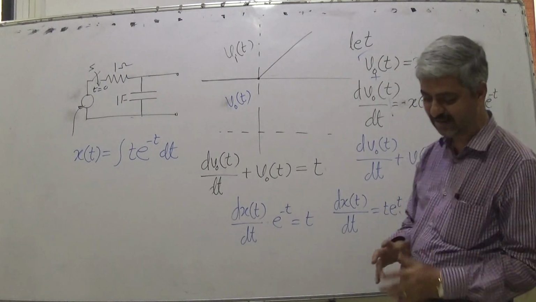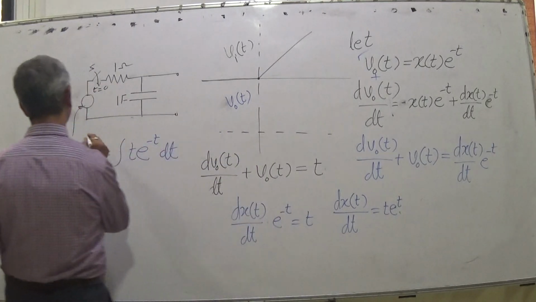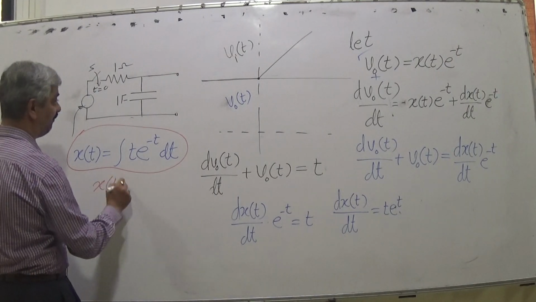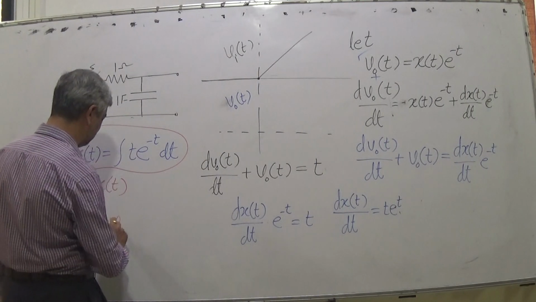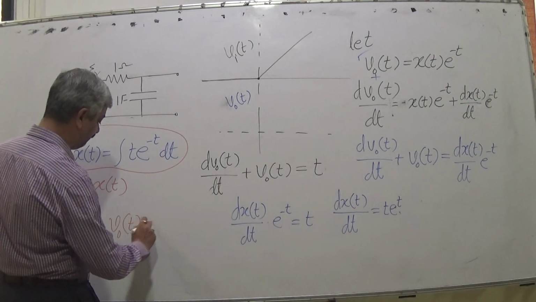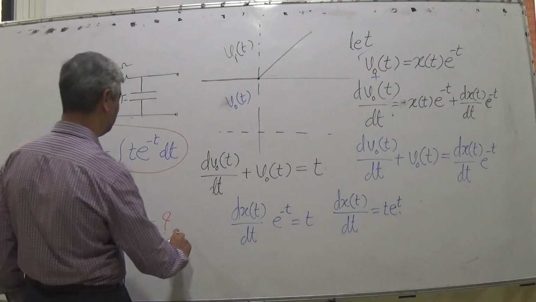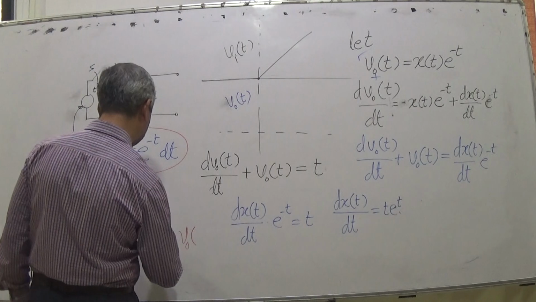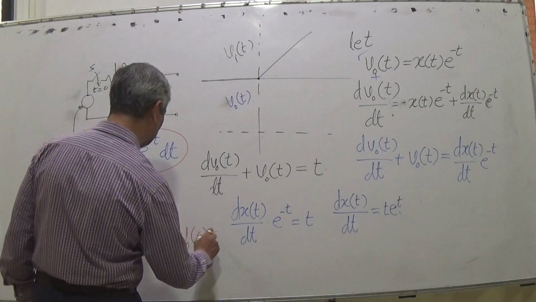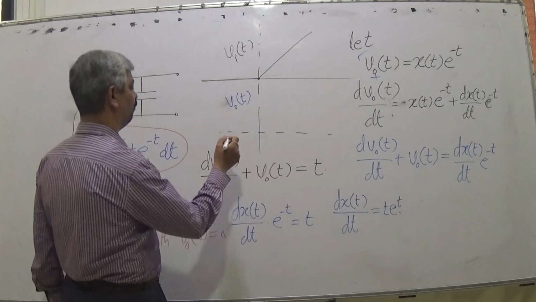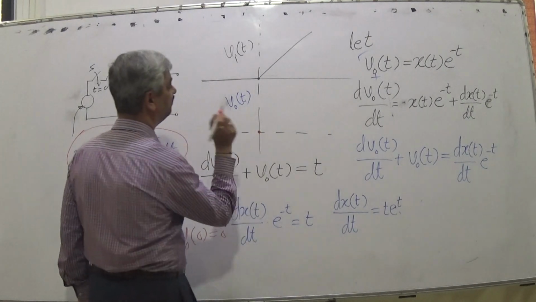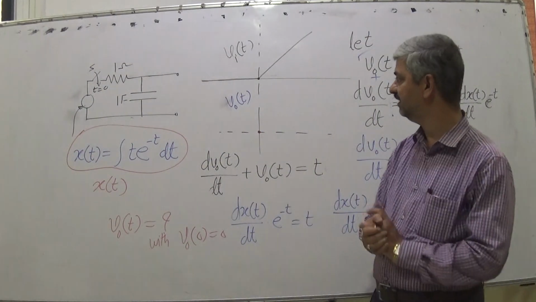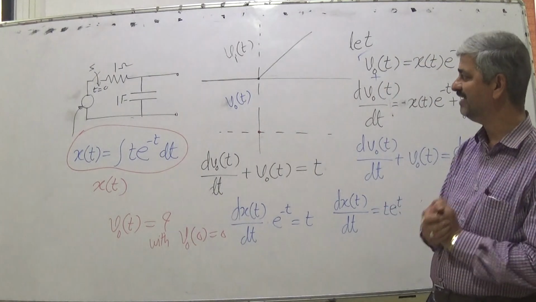So you try. We stop here today. You try and find out this. What is xt? And once you find out xt, tell me what is VOT, with VO0 equal to 0, the capacitor initial charge. So VO0 must be 0. You just can try this. This is quite interesting.